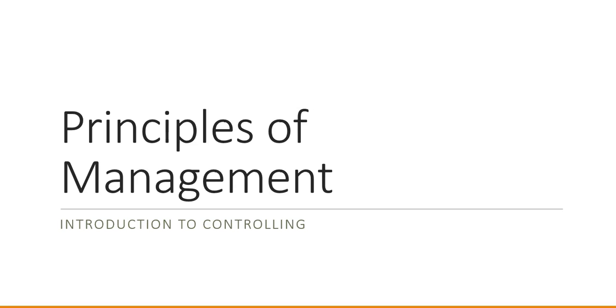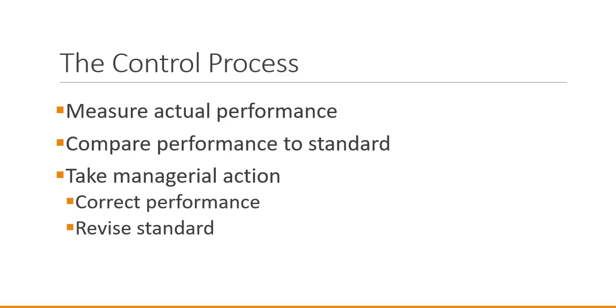Today's topic is Introduction to Controlling. The control process consists of 3 steps. First, measure actual performance. Whatever item you're looking at to evaluate whether it's performing at standard or needs to be adjusted, measure that performance. Then compare the actual performance to the standard that's been set to see if that performance is acceptable according to the standard. And third, take managerial action, which usually is to correct the performance.